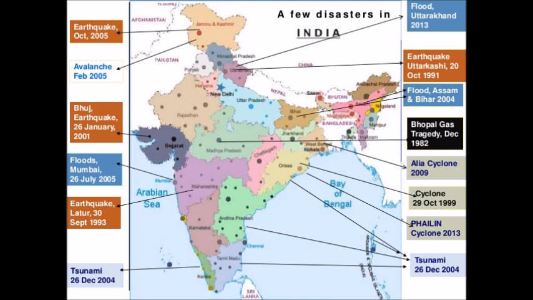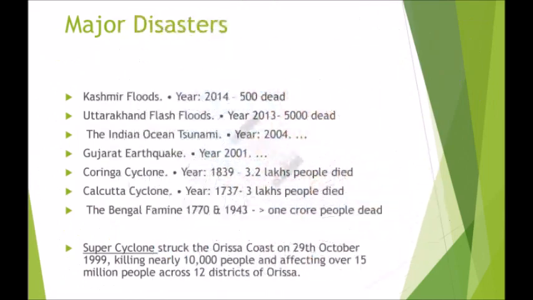Bhopal gas tragedy, 1984. Cyclones in AP and Orissa. Earthquakes in Uttarkashi in 1990, Latur in 1993, Gujarat in 2001, Sikkim in 2011. Tsunami, 2004. Train accidents, bomb blasts. Kashmir floods, year 2014, in this 500 people dead. Uttarakhand flash floods, year 2013, in this 5,000 dead. The Indian Ocean tsunami, year 2004. Gujarat earthquake, year 2001.